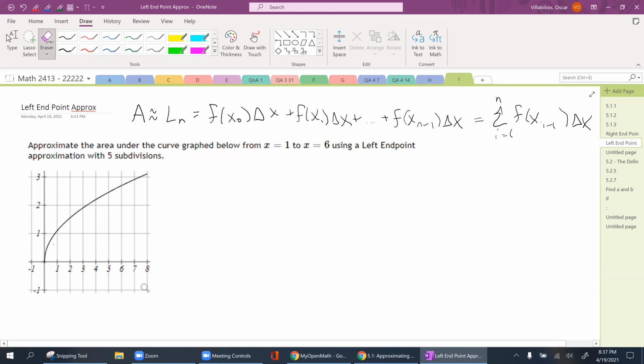You might be asking, what happens if I would have done the right point approximation? That means you would go up and then go to the left. So in other words, you start at the right, go up, hit it, and then go down like that. You would go up, hit it, and go out like that. Again and again, and then the last one, you would go up, hit the line, and then go down like that.